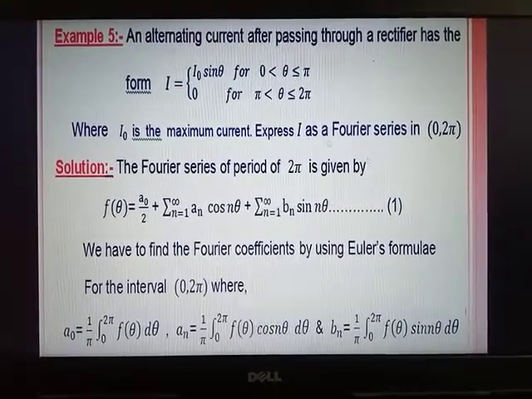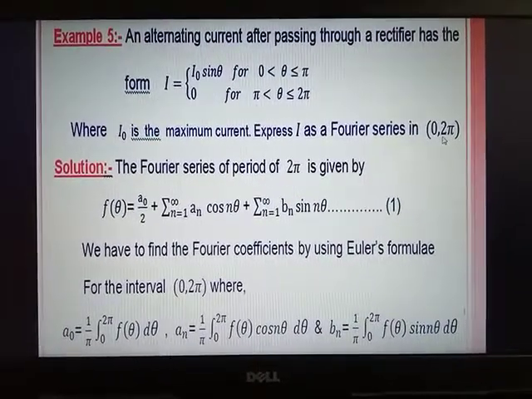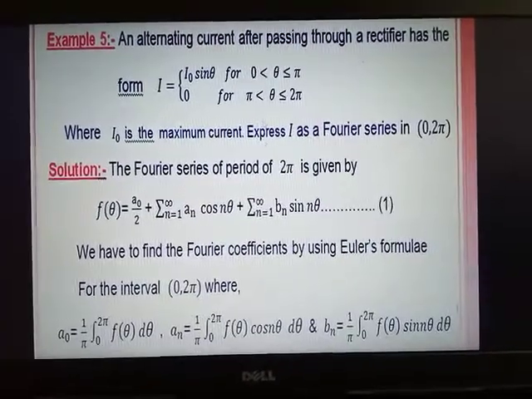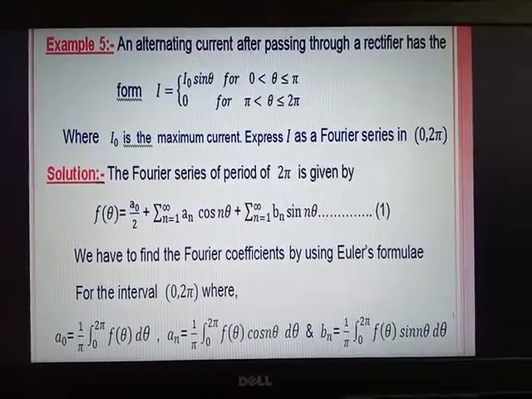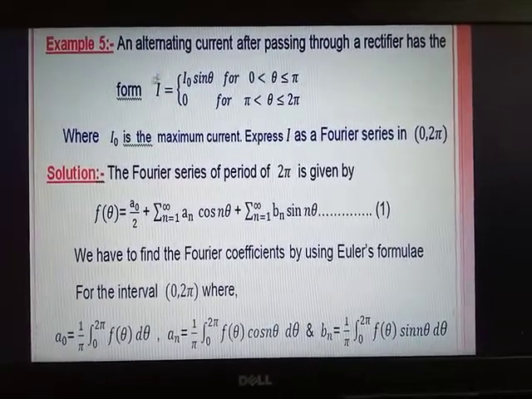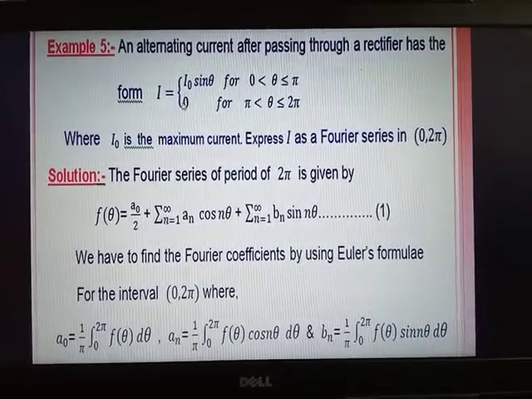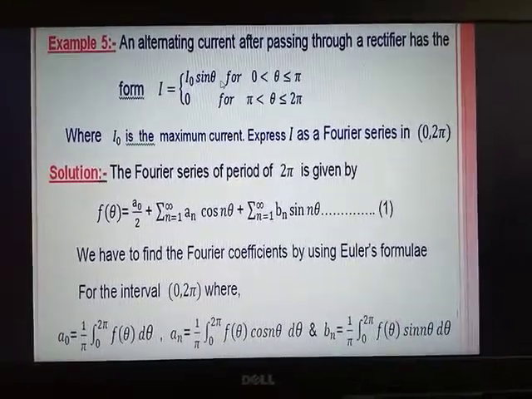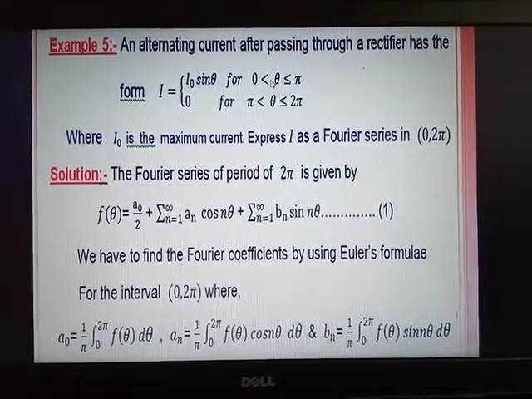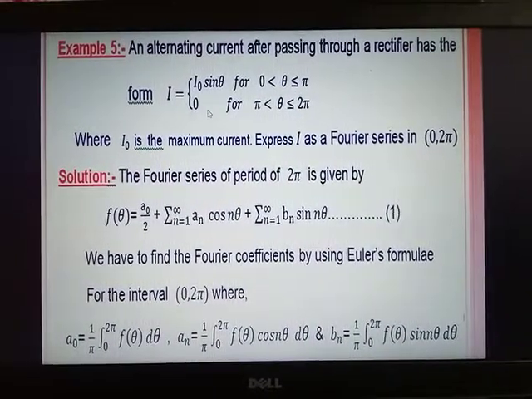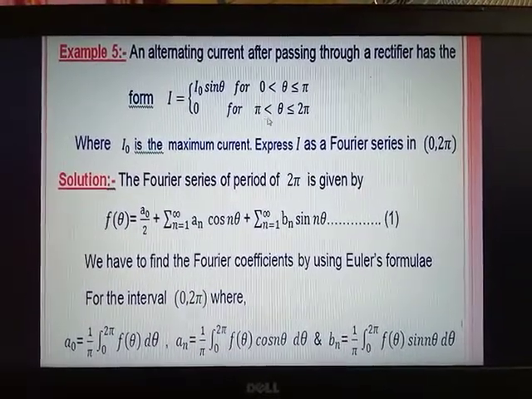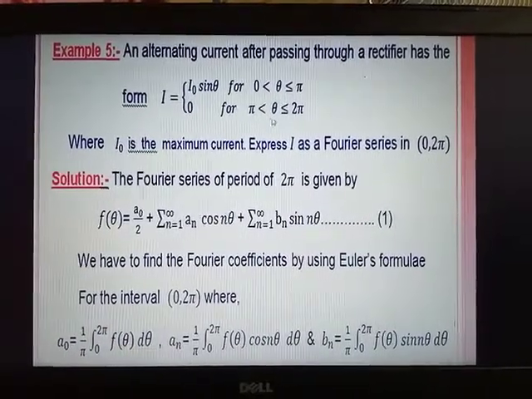Express I as a Fourier series in 0, 2 pi. We have to find the Fourier series for the given function. Here the function is f of x is equal to I, where I is equal to I naught sin theta when 0 is less than theta less than or equal to pi, and I is 0 for pi less than theta less than or equal to 2 pi.